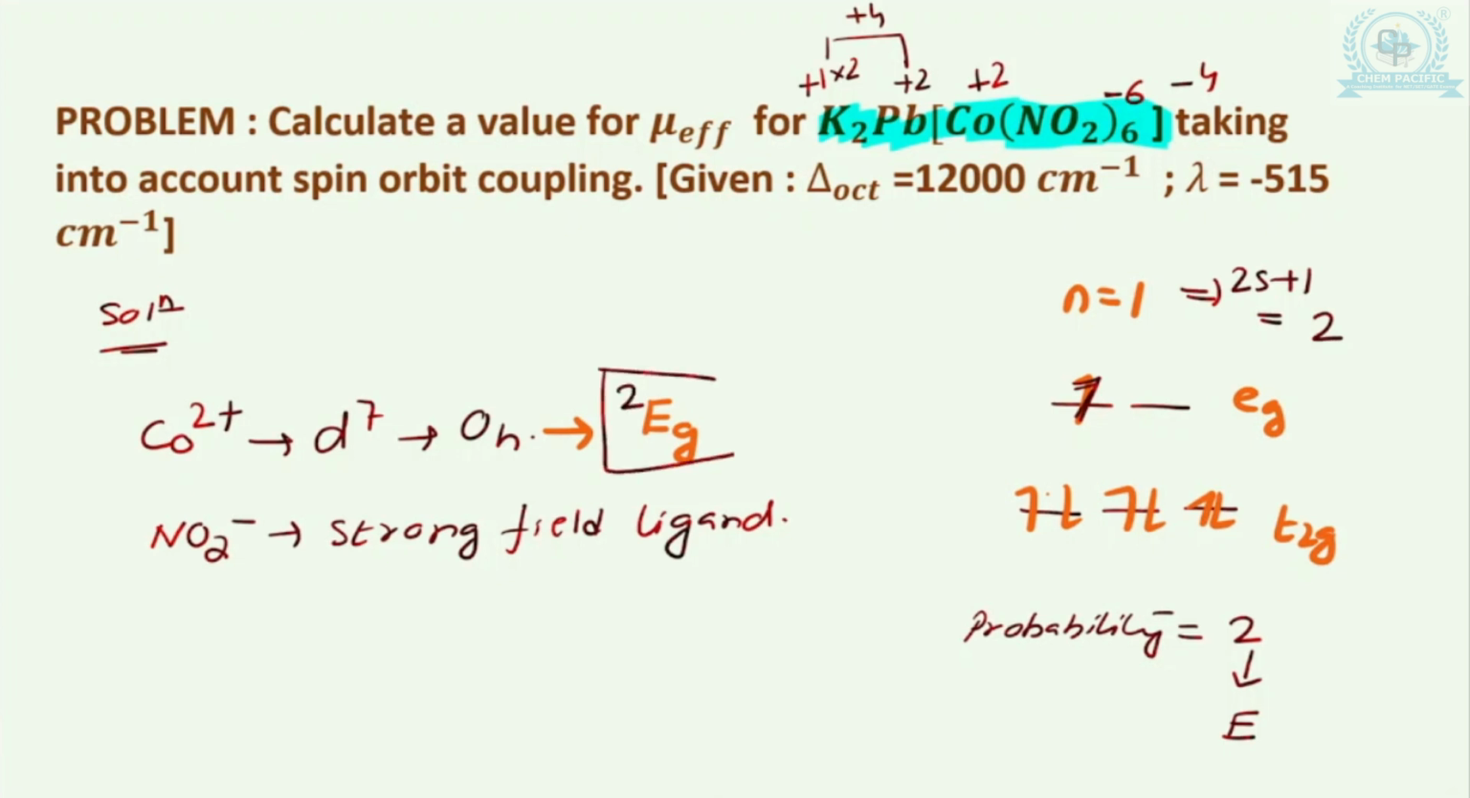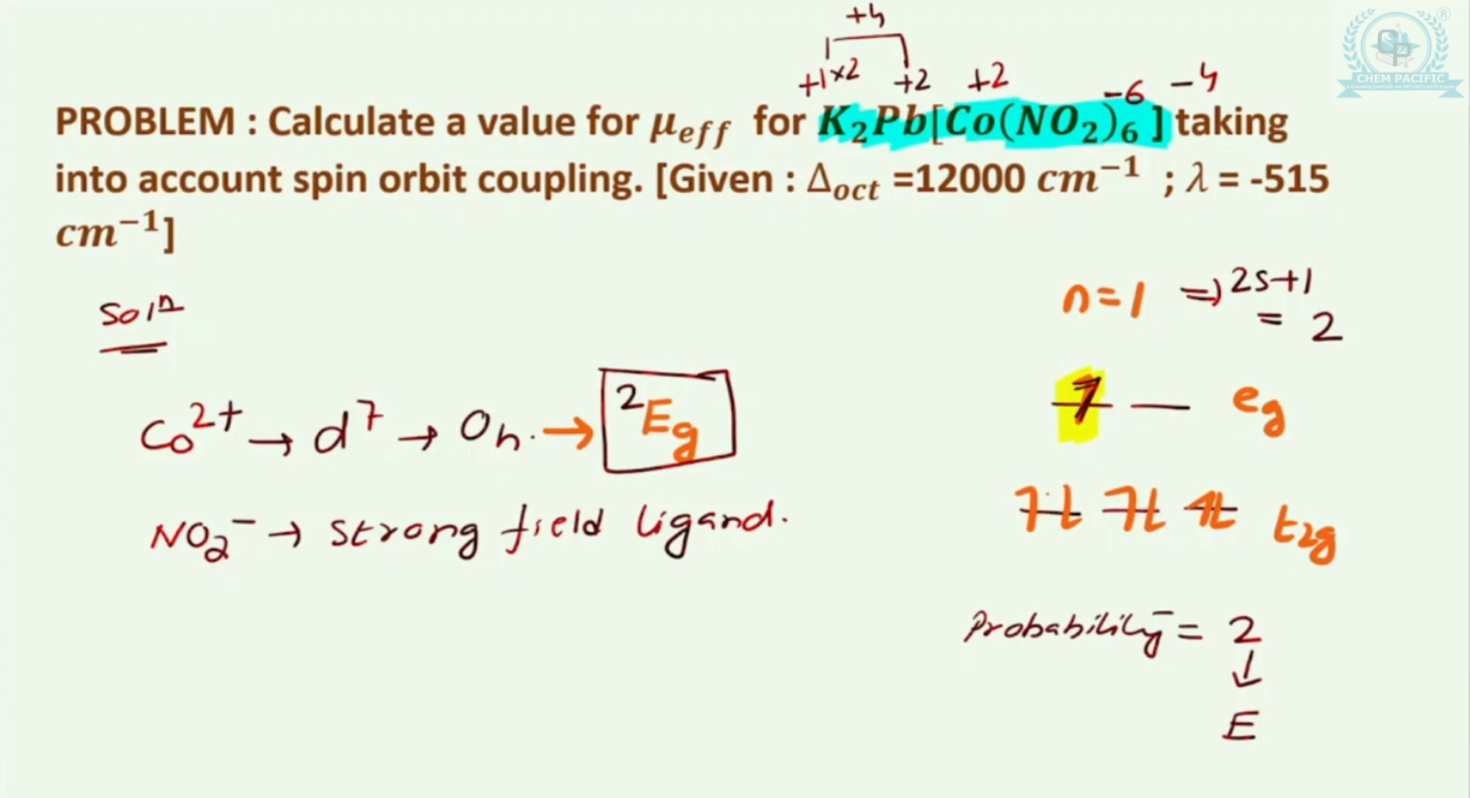I hope this is clear to you, because students have a lot of problem solving the term when it is low spin. It is very easy because this unpaired electron has the tendency to occupy either this or this, any one of the two degenerate orbitals. Okay, it is having two possibilities, two probabilities. Since it is 2, its name becomes E. E means 2, right? So I hope this is clear to you.